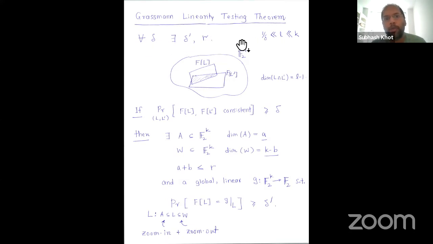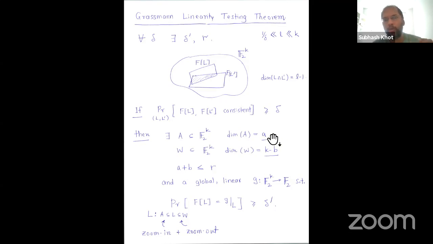So delta prime and r are thought of as constants, and the parameter L is supposed to be a very, very large constant. And then the dimension k is supposed to be yet a further large constant. So that's roughly the quantitative setting. Okay? And the theorem states the following: if this linearity test passes with probability delta, meaning if the table F has consistency on a delta fraction of pairs L, L prime, then the following holds.